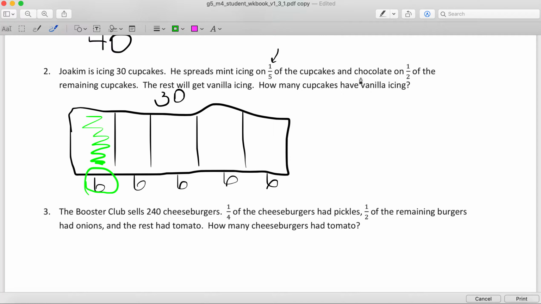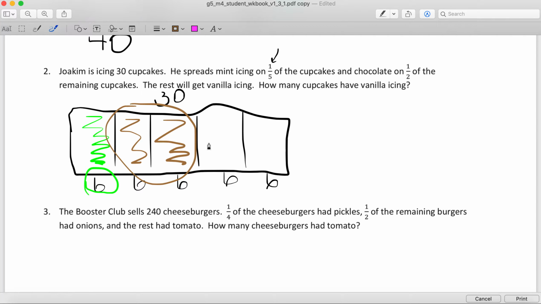Okay, 1/2, and chocolate on 1/2 of the remaining cups. The rest will get vanilla icing. Okay, 1/2. So I can think about this 2 ways. I've got 1, 2, 3, 4 parts. Only half of those 4 parts will get chocolate. So let's use brown. So if there are 4 parts, then that means I'm going to do only 2 of them. They get chocolate. Okay?